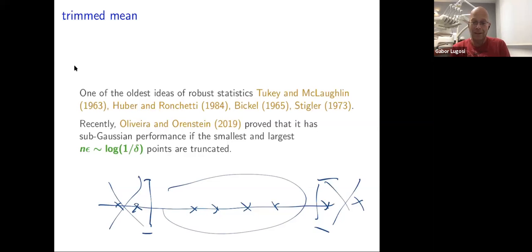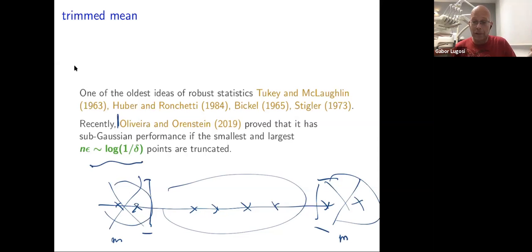It's a really simple estimator, but surprisingly it does have a sub-Gaussian property if the level of trimming is well chosen. This hasn't been proven until very recently. The paper has never been written, but Roberto Oliveira told me the proof. Oliveira and Orenstein proved that if the number of points we trim on both sides is about log 1 over delta, then we have a sub-Gaussian property.